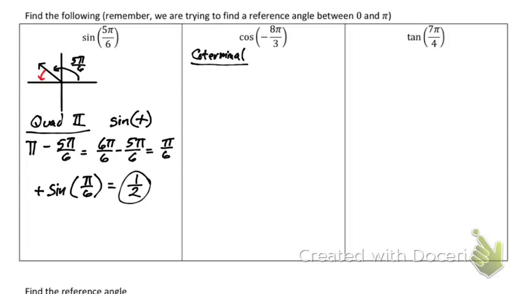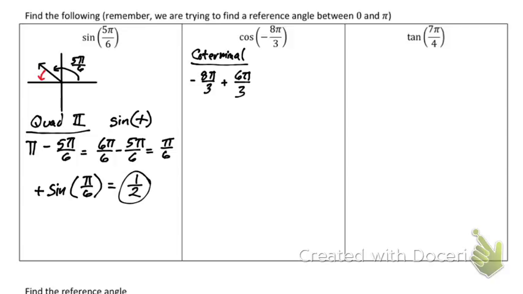Well, to find a coterminal angle of negative 8 pi over 3, I have to add 2 pi over and over and over again until it's positive. Adding 2 pi doesn't really help me because it doesn't have a common denominator, so I'm going to go right off the bat and add 6 pi over 3, because that is 2 pi. I'm just going to create that common denominator right off the bat.